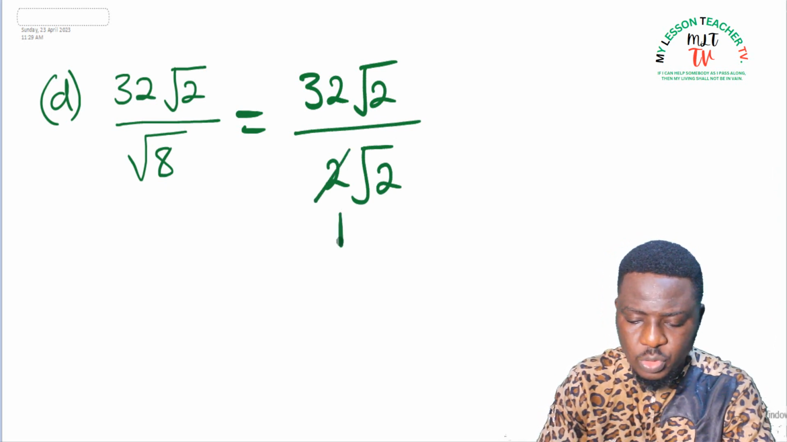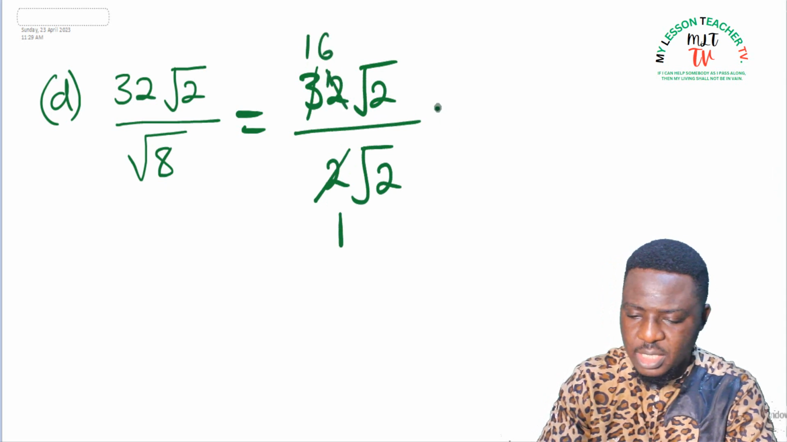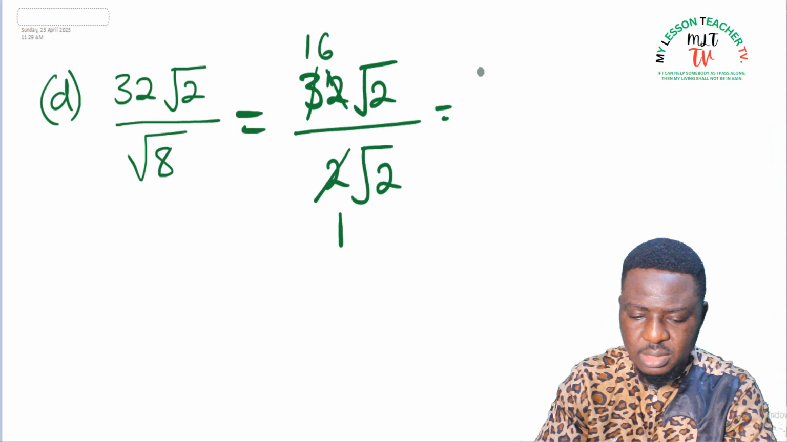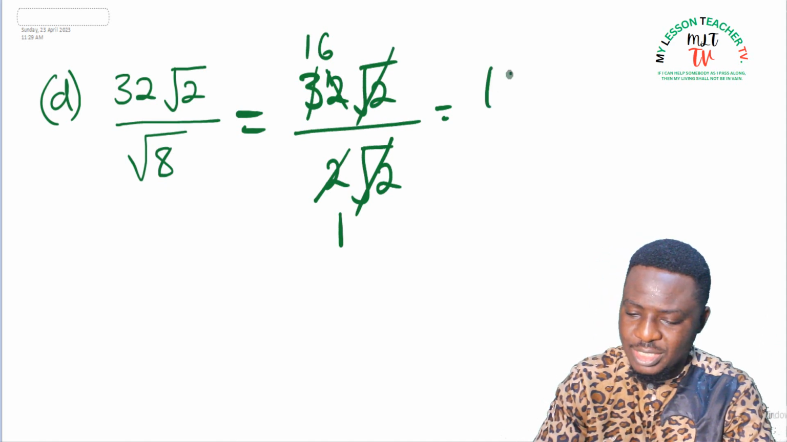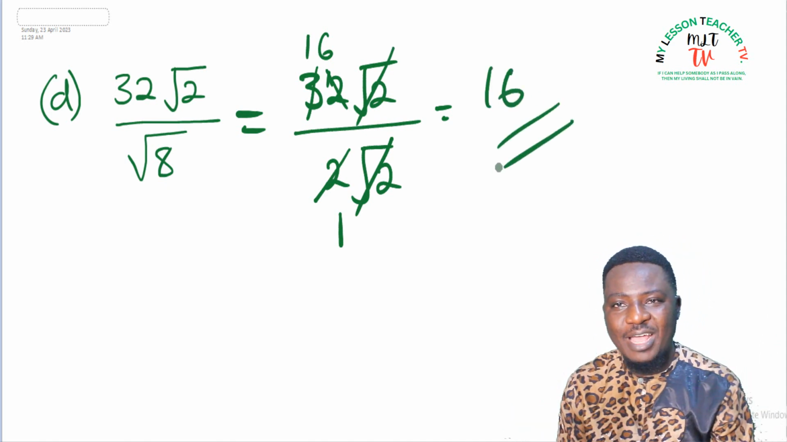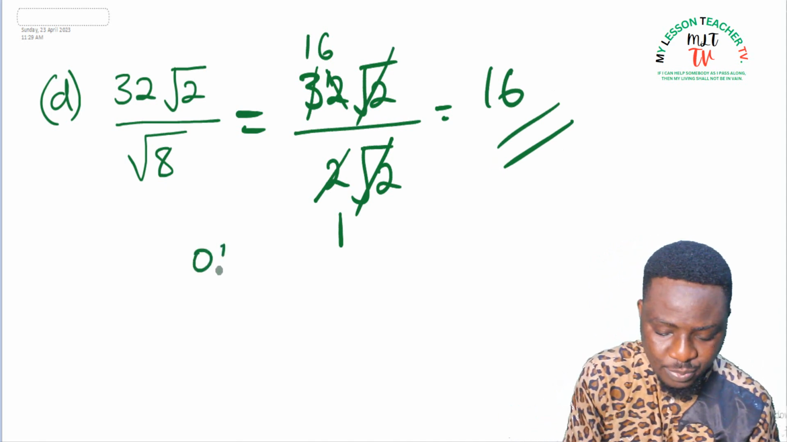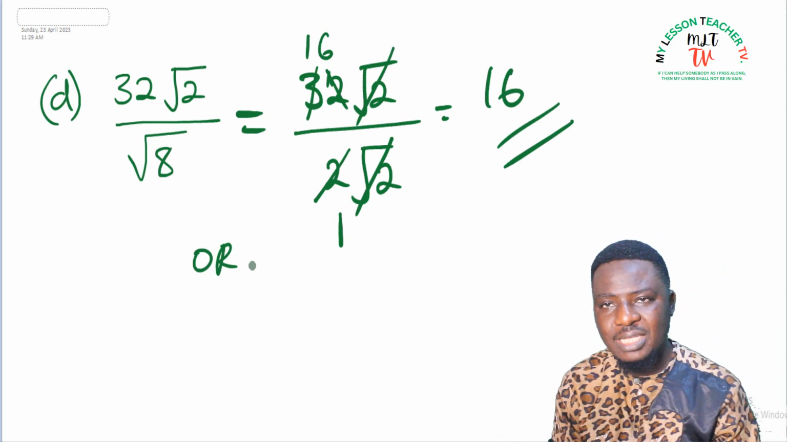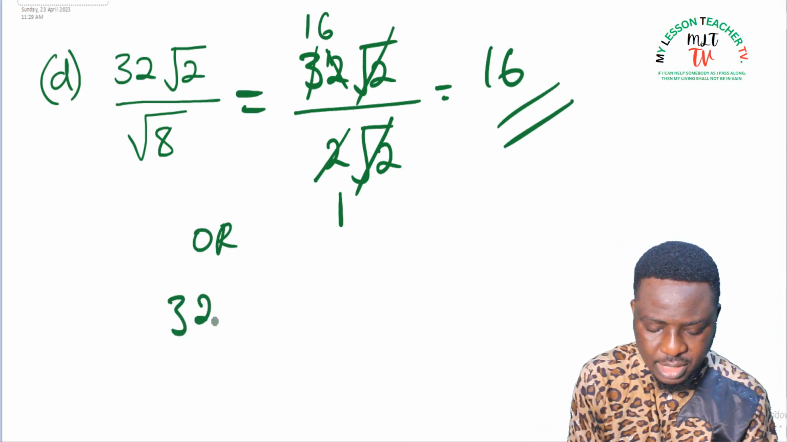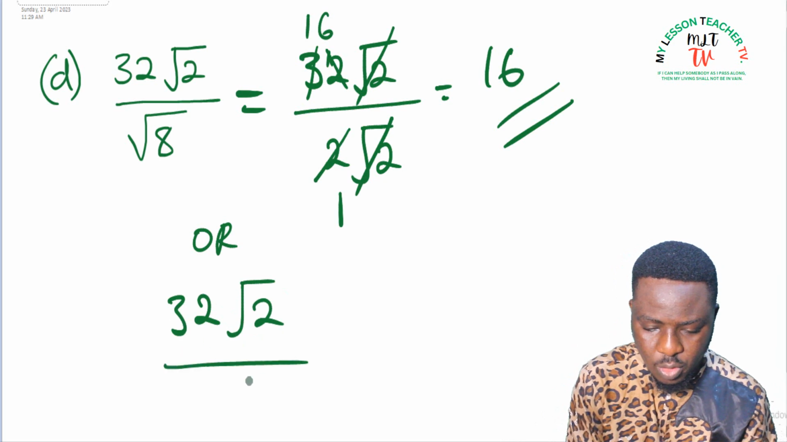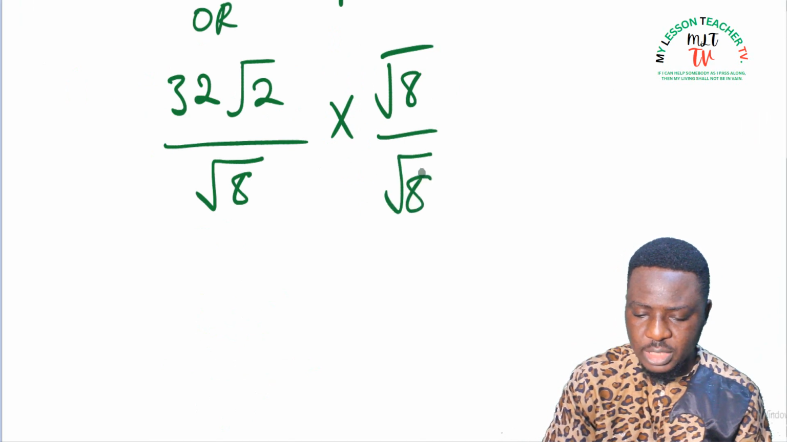Now we can simplify. 2 into itself is 1. 2 into 3 is 1, remainder 1. 2 into 12 is 6. And our answer is, okay, root 2 can still divide. So root 2 divides itself. And this becomes 16. So when you simplify, you will discover that it will divide itself. Or what happens if I decide to rationalize before simplifying? We'll have something like this: 32 root 2 over root 8 times root 8 over root 8.